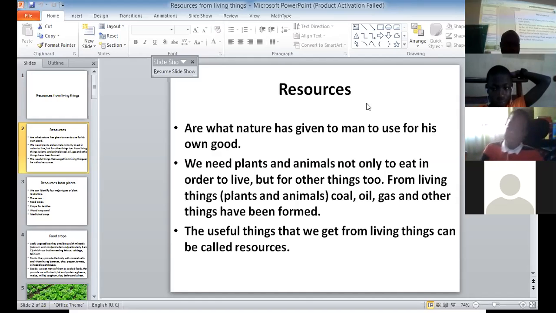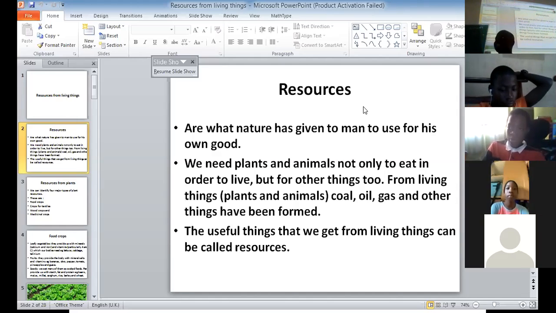Okay, so are we done with the definitions now? What we have said so far is that resources are what nature has given to man for his own use. Resources come from two major sources. What are these sources? Plants and animals. Let's see them now, one after the other.